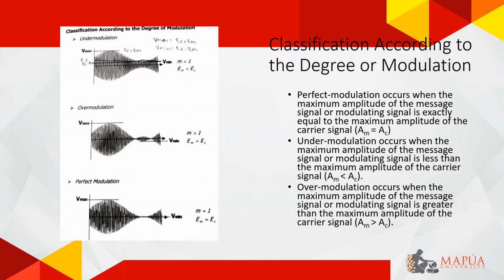The classification according to degree of modulation. The first graph or figure that we see is undermodulation. It is M less than 1 and Em less than Ec. Undermodulation occurs when the maximum amplitude of the message signal or modulating signal is less than the maximum amplitude of the carrier signal.